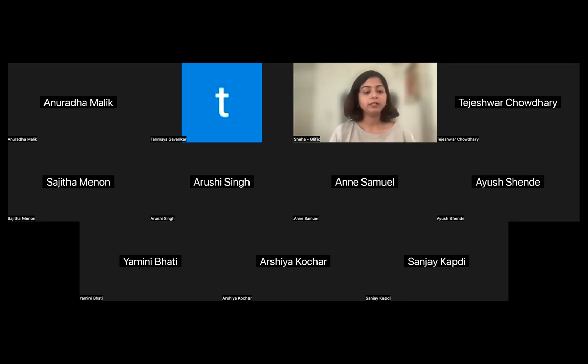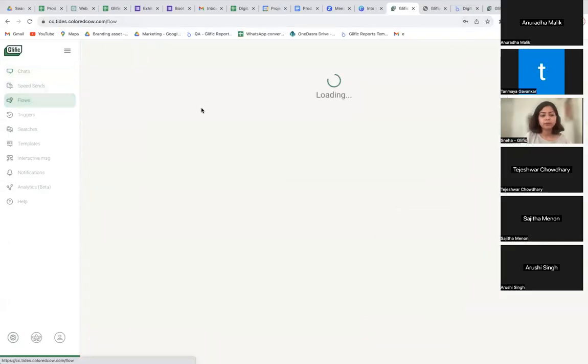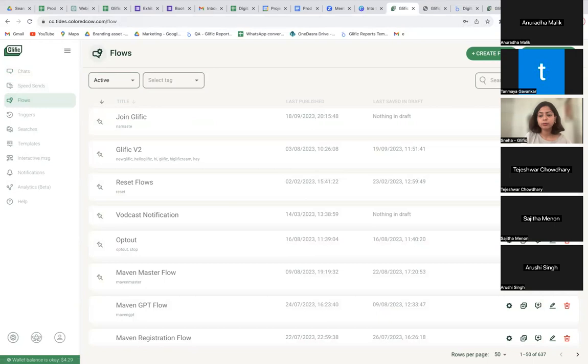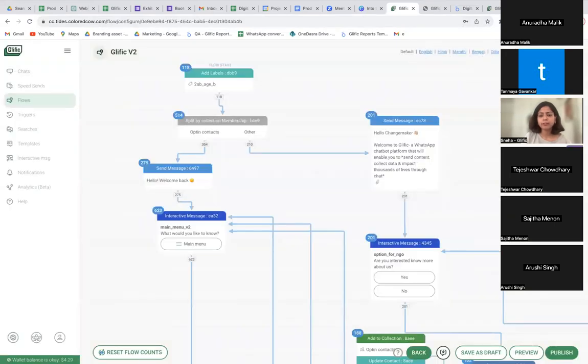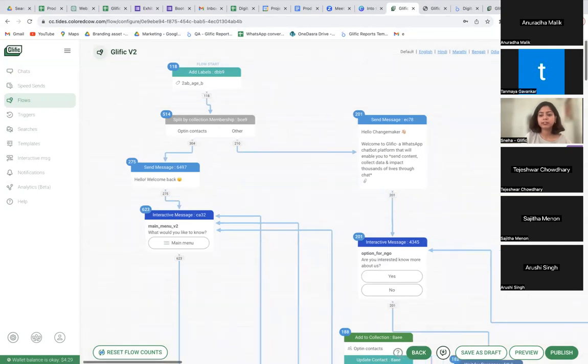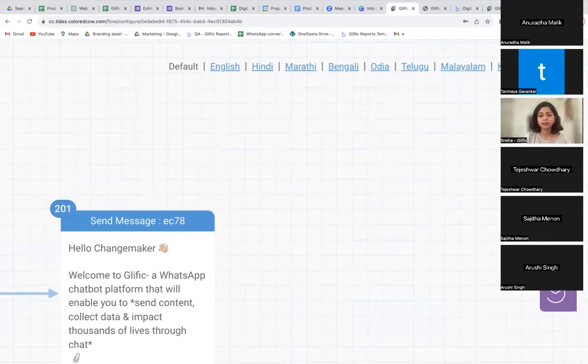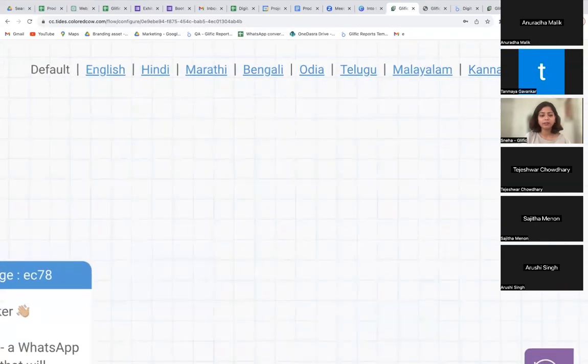Like how I showed you the content in the content builder, if I share that again, if I go to the content section here, you would see the languages which are available. Can you see them? Marathi, Bengali, Odia, Telugu, Malayalam, Kannada, Tamil. Okay, great.